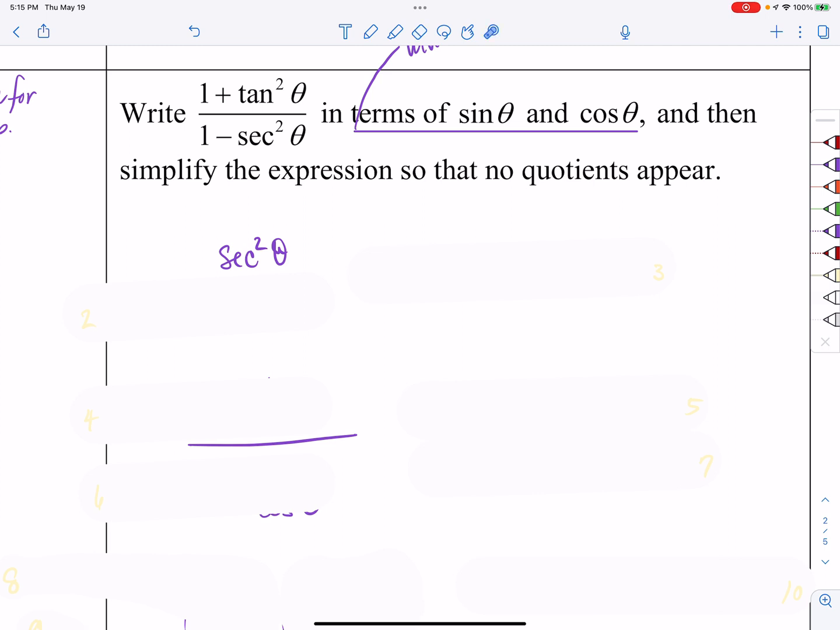And we also know that 1 minus secant squared is going to equal a negative tangent squared. Now, how do I know that? Again, this is a Pythagorean identity, so I'm going to go ahead and uncover my reason there. It's a Pythagorean identity, and it's just simply reworked, rearranged to get that negative tangent squared.